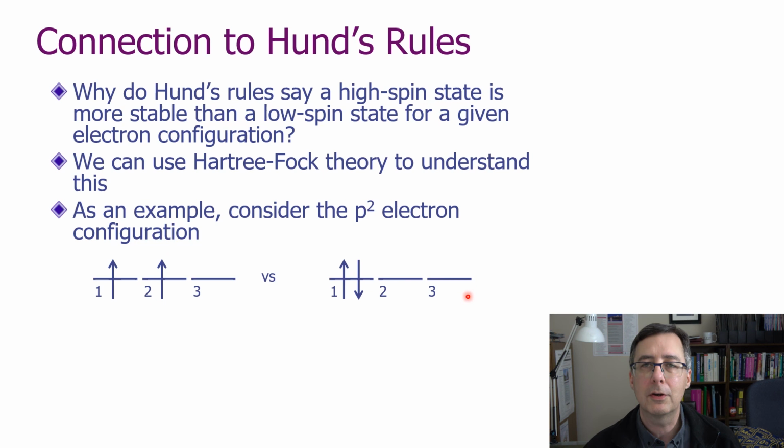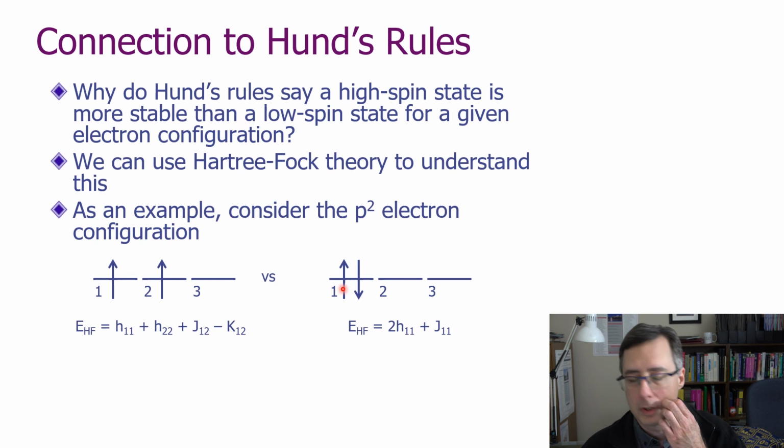Why does Hund say this? Well, let's write down the Hartree-Fock energy for these two electron configurations. Each electron gives an H term. Each unique pair of electrons gives a J term. And each unique pair of electrons with the same spin gives a minus K term. So here we go. Here, I get H11, H22, J12, minus K12, all right? What about this guy? Similar, but not the same. Here they're both in the same orbital, we'll assume we're doing restricted Hartree-Fock for a second. So then I can add this one and this one to get two H11s. I get a J11. I don't get a minus K. Why? Because they have opposite spins, and since they have opposite spins, there's no K term.